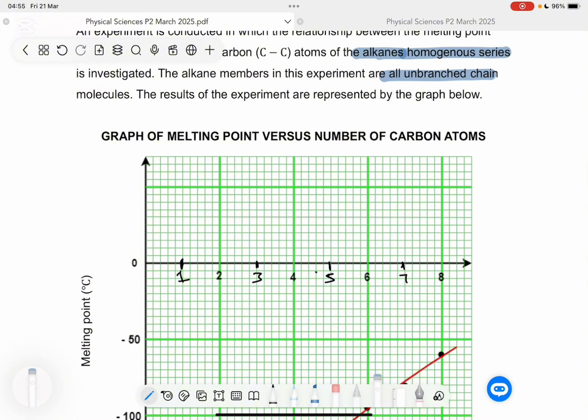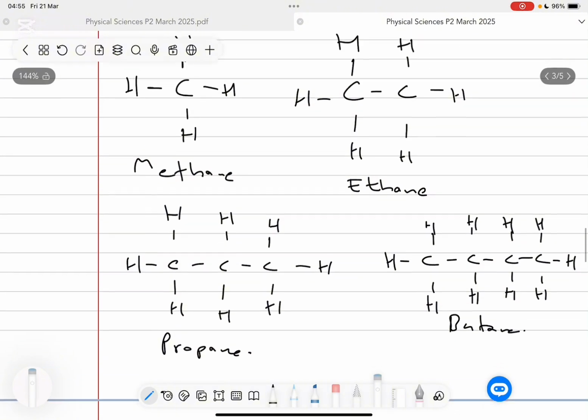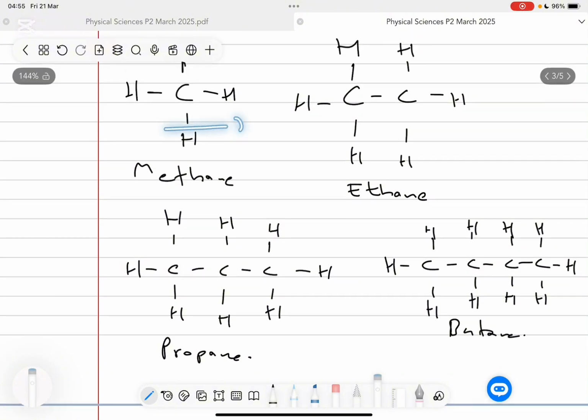And this pattern will continue like that until you get to 5 carbon atoms, 6 carbon atoms, 7 and 8 carbon atoms, forming those long chains. So we can clearly see that our chains are getting larger as we are increasing the number of carbon atoms. We are forming bigger and bigger molecules here.